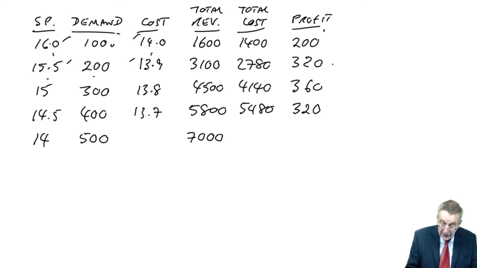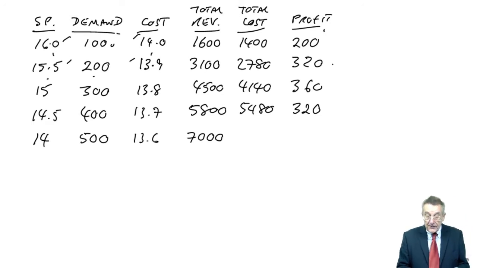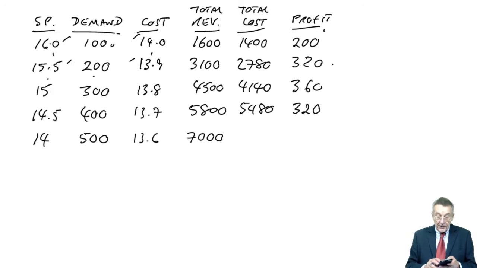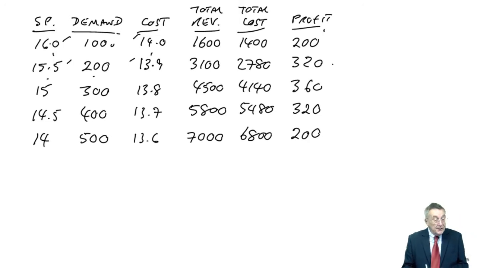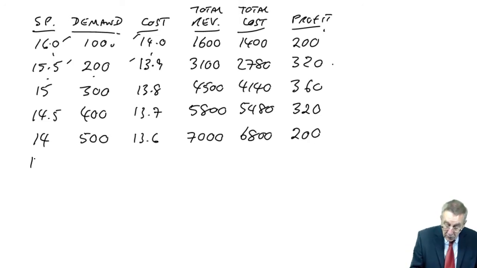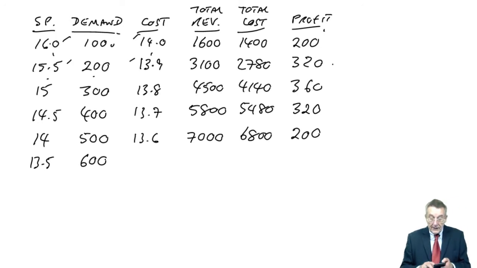The cost per unit, reduce 500, goes down to 13.6. So total cost is 6.8. The profit drops to 200. Only two more. Drop to 13.5. We sell 600.